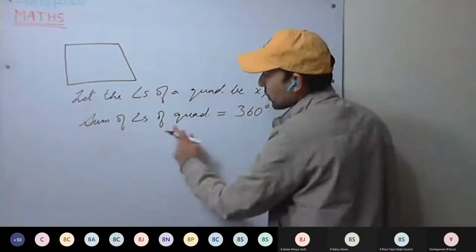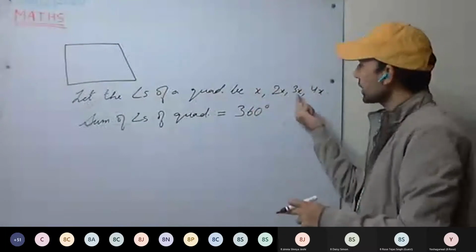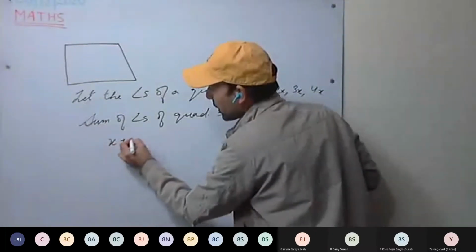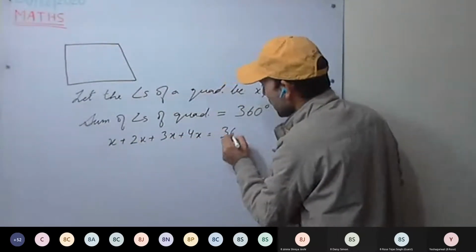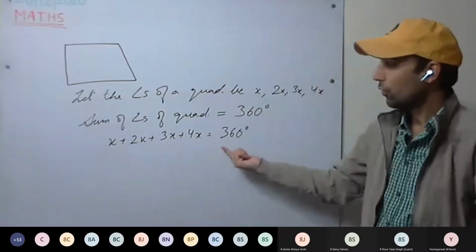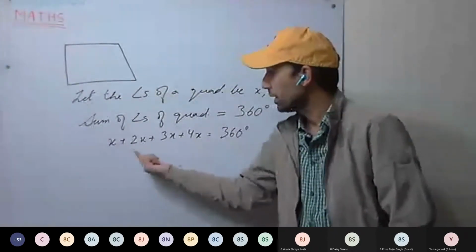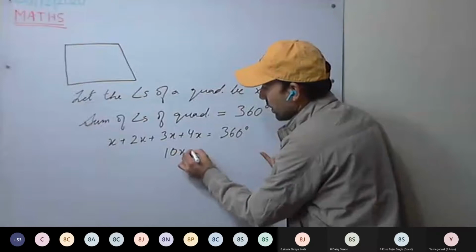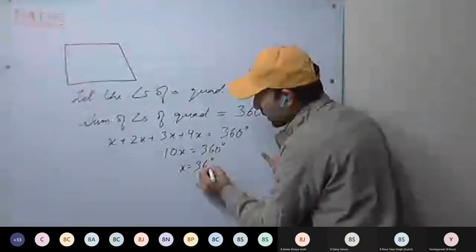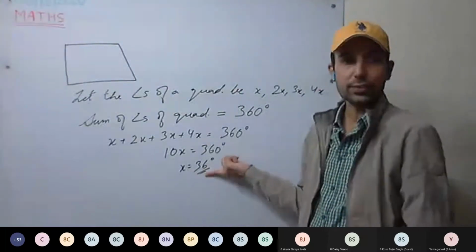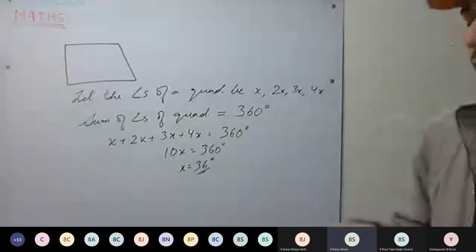On the left-hand side we have the sum of the angles of the quadrilateral, which are x, 2x, 3x, 4x. So we write x plus 2x plus 3x plus 4x equals 360 degrees. Now we will solve for x. That is 10x equals 360 degrees, so x is 36 degrees. Now find all four angles.